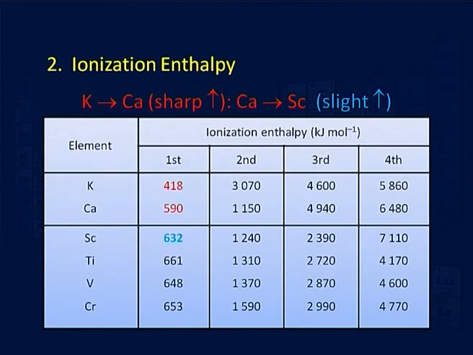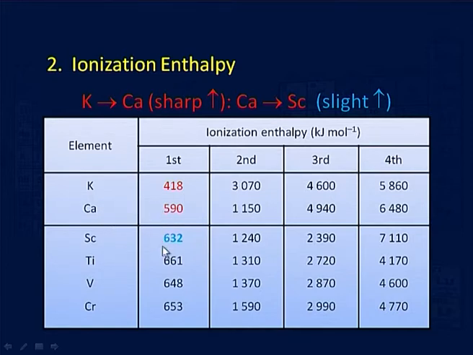So, this table again shows you the ionization enthalpies of the first row transition series elements, and to compare these values with some of the S block elements, the ionization enthalpy of potassium and calcium is also given. In this table, not only the first ionization enthalpy is mentioned, but the second, third and fourth successive ionization enthalpies are also mentioned. You will see that as we go from potassium to calcium, a sharp increase in the ionization enthalpy is observed.